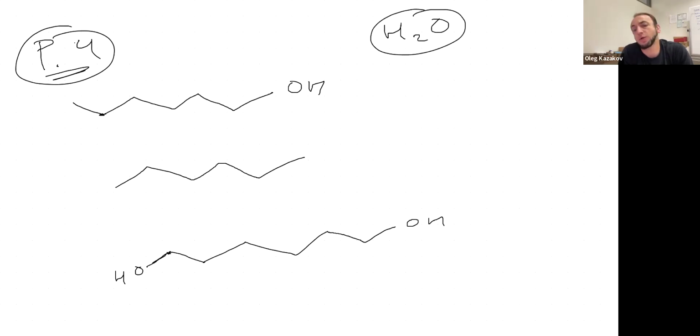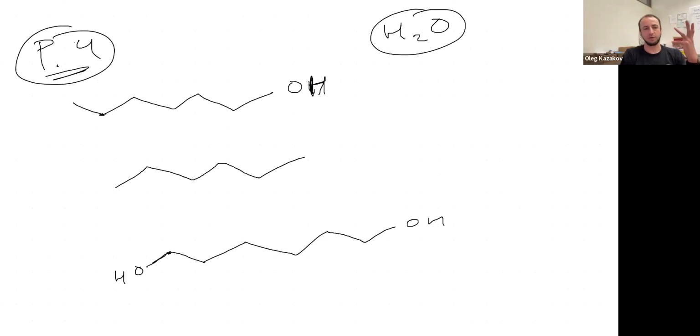So let's try to rank them in terms of solubility, right? 1 being very good, 2 in the middle, 3 very poorly soluble. In this situation, we're going to start with just a pure alkane. For instance, this alkane contains 6 carbons. It has no OH attached to that.